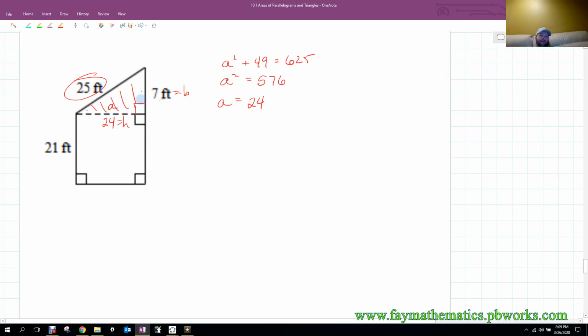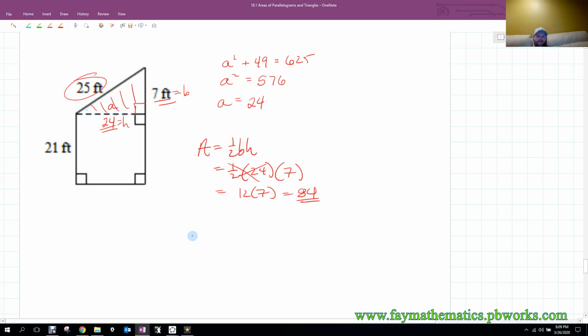When I want to find the area of this triangle, area is 1/2 BH. So it's 1/2 the base. Either one of these, the 24 or the 7, could be the base because they're the sides of a right triangle. I'll say 24 as the base and 7 as my H. So 1/2 of 24 is 12, and 12 times 7 gives me 84. So 84 is the area of that triangle.